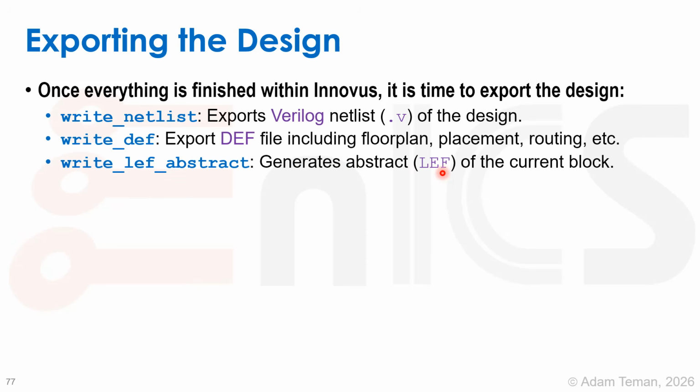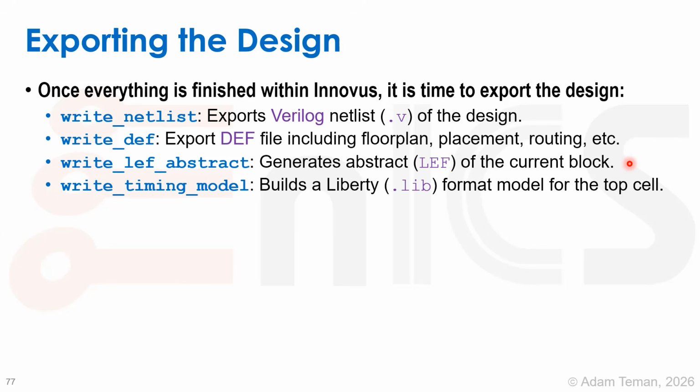Write lef abstract is to generate an abstract, the lef of the current block. So if this is a block that we want to use as a hierarchical macro, then we want to create an abstract to be able to load it into a higher layer. So this is going to create a lef similar to the abstract generator that maybe you've run in a custom design tool like Virtuoso. Okay, write timing model builds a lib file of the top level. So it's the compatriot of the lef file. We need a lef and a lib to use this hierarchically, unless we do something like an ILM flow. So this is how we create a lef and a lib with write lef abstract, write timing model.